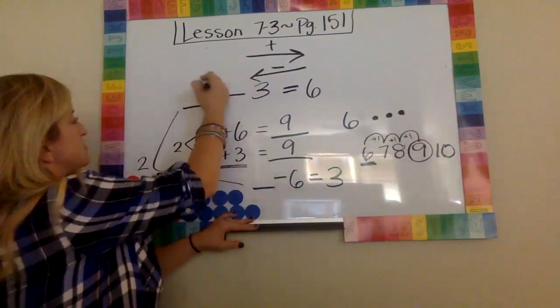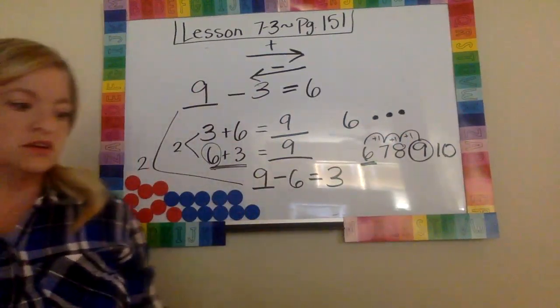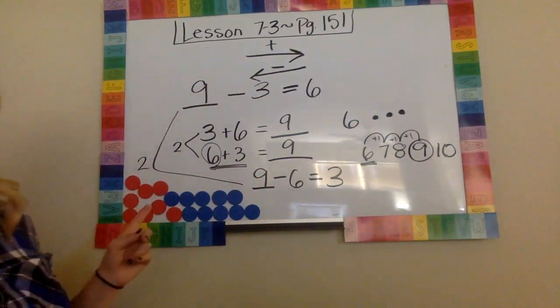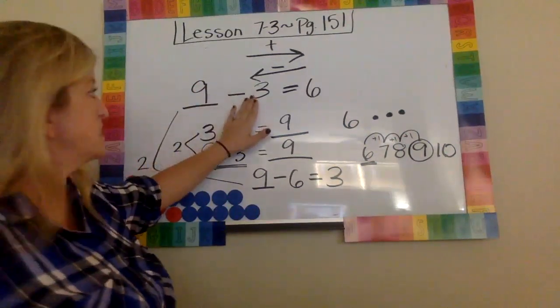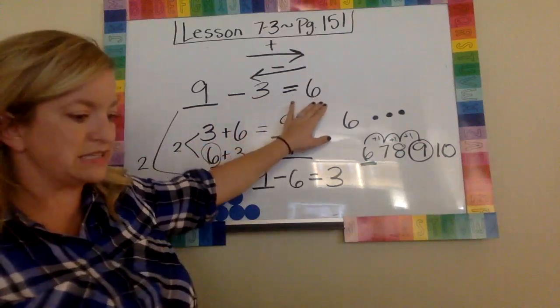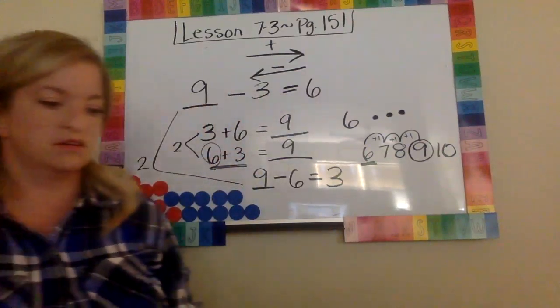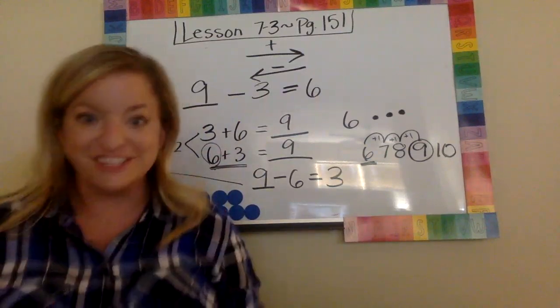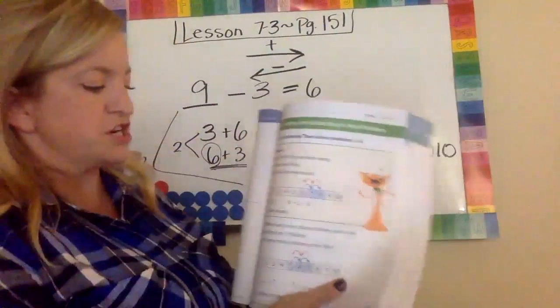Now I know originally DJ had 9 balls. He starts with 9. Jackie takes 3. He still has 6. So what does 6 plus 3 equal? It equals 9. Okay, good job. This is hard stuff. All right, now you're going to keep going.